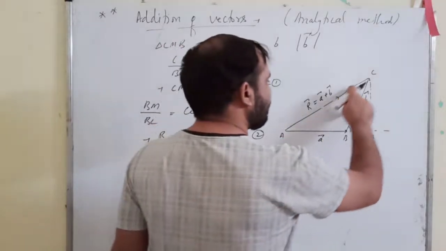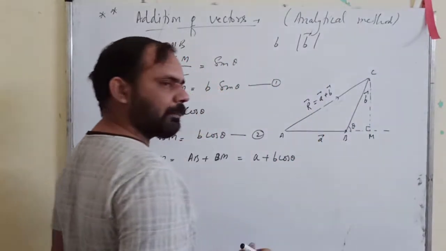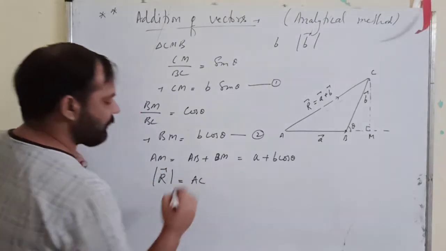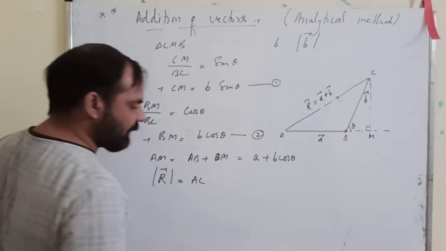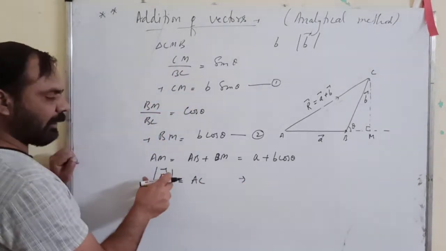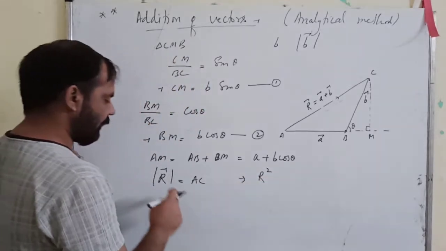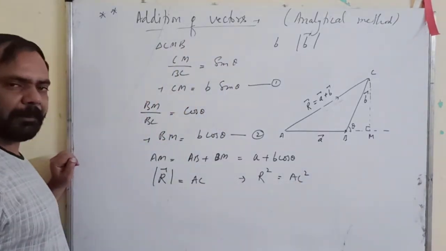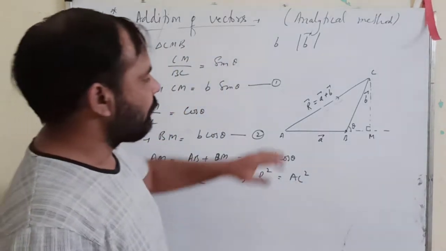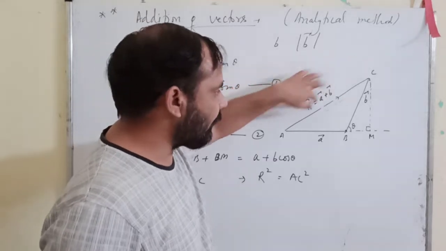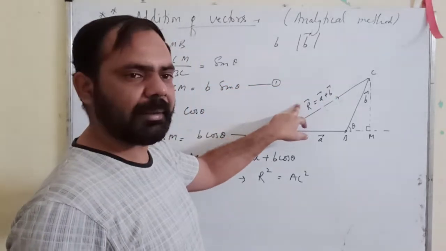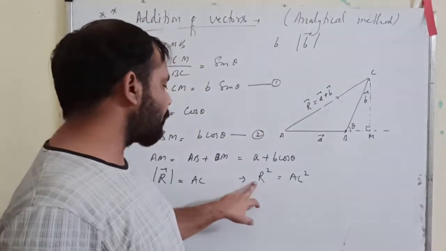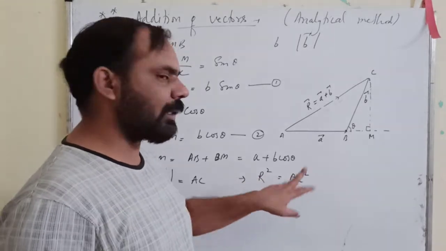Now the length of this side will represent the magnitude of R. Okay? R vector magnitude will be equal to the length of AC. So simply you can write the R vector magnitude as R only. So R square will be equal to AC square. I hope it's clear here. If you take the square of this AC length, you will get the square of the resultant, because the length of this vector represents the magnitude of this vector, R vector. So the magnitude of R means simply R square is equal to AC square.